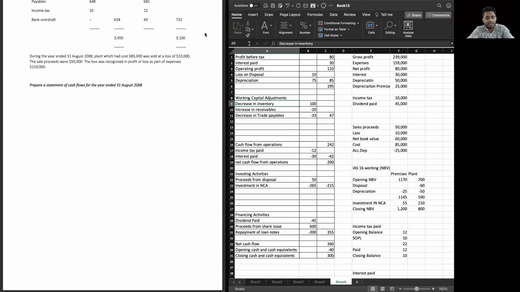So guys, this is the end of the chapter of statement of cash flows.